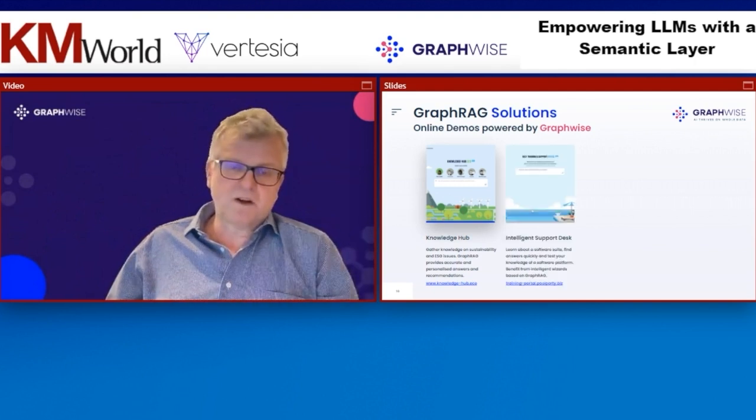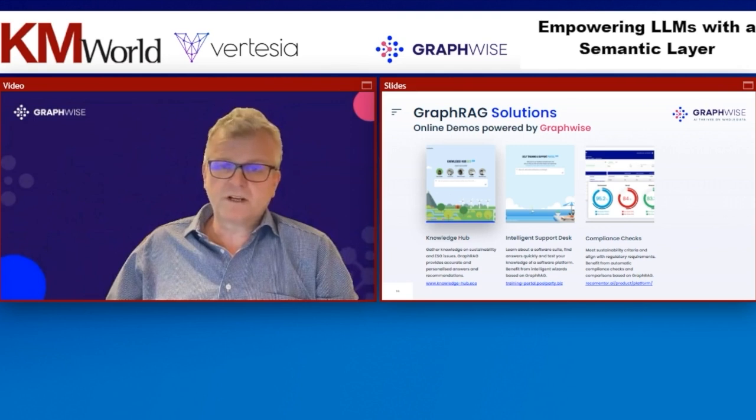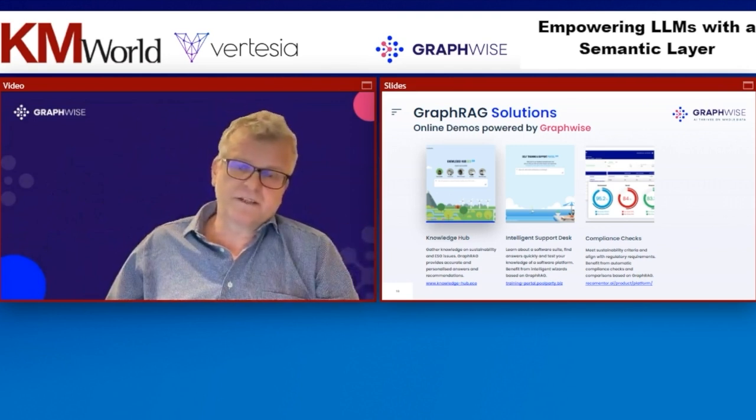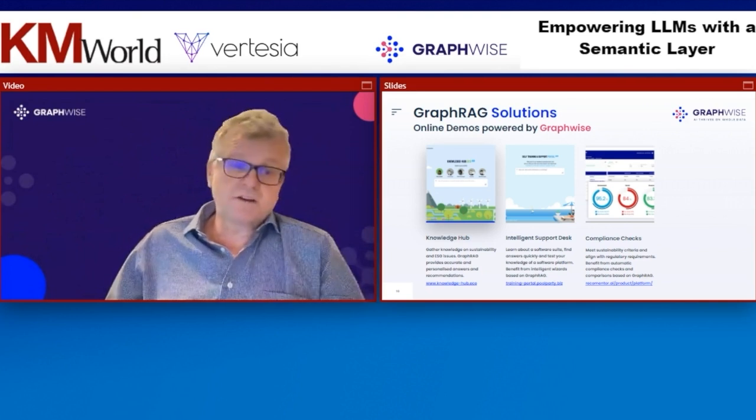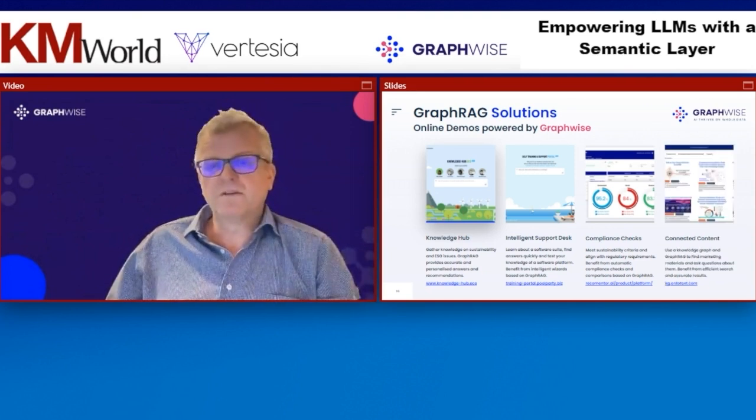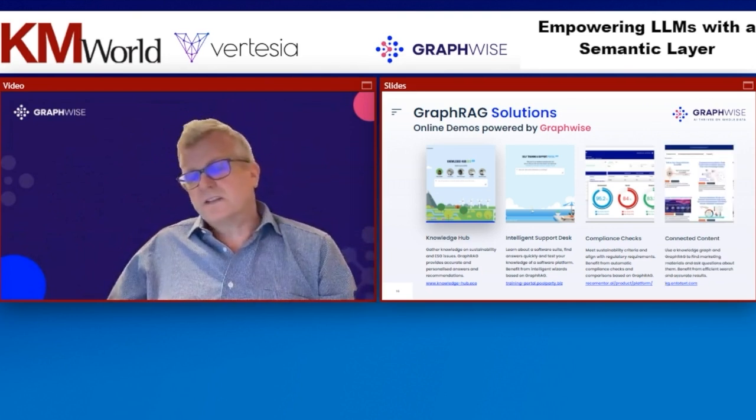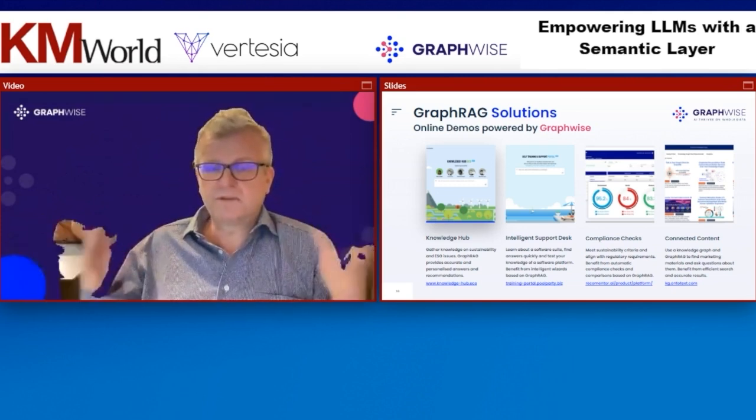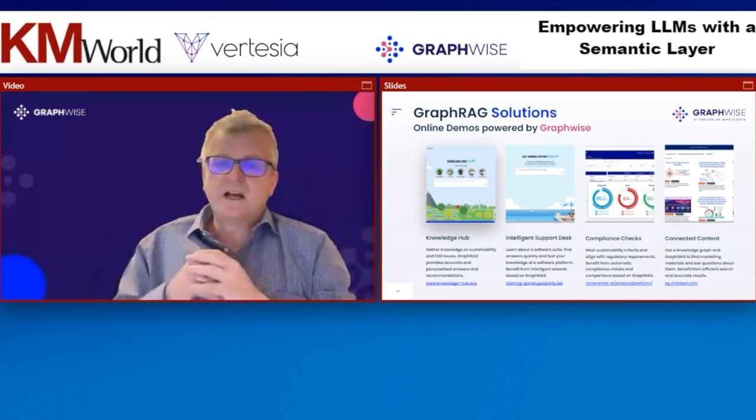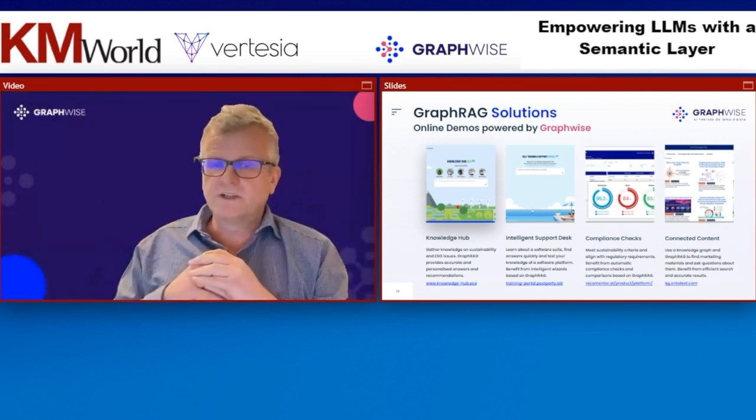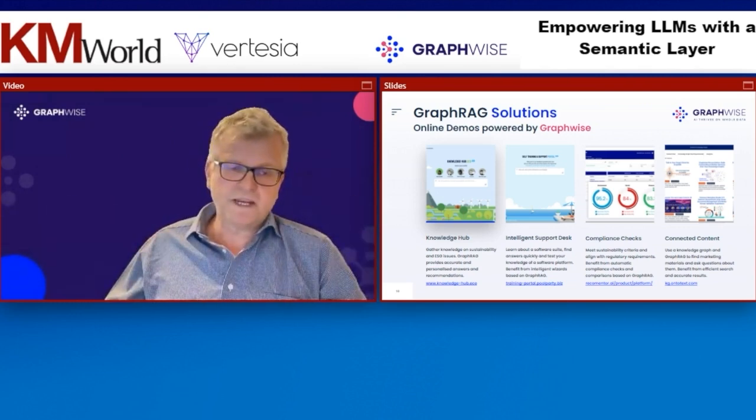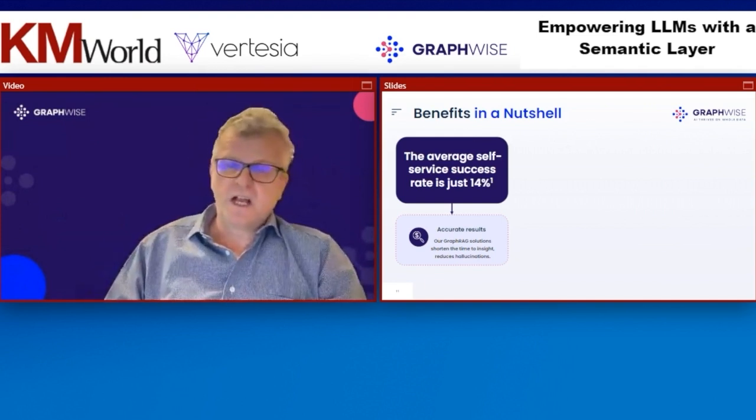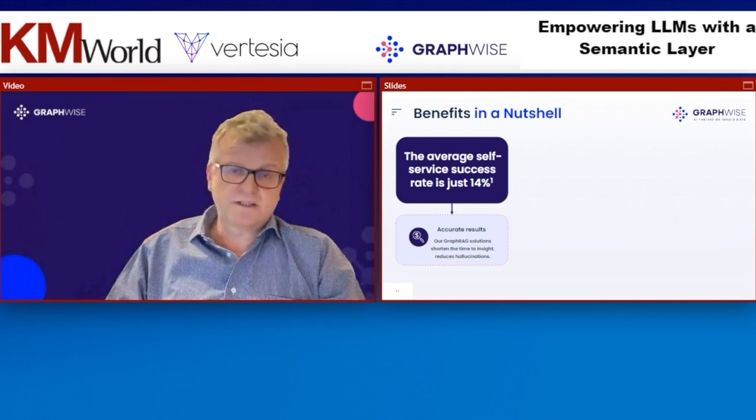For instance, you can build a knowledge hub, you can build intelligent support desk systems, automatic compliance checks, for instance, over ESG regulations. They're still around, you wouldn't believe. And connected content is also a very fascinating use case you can build on top, so people can really understand how things are related to each other, especially in specific domains. This is very important.